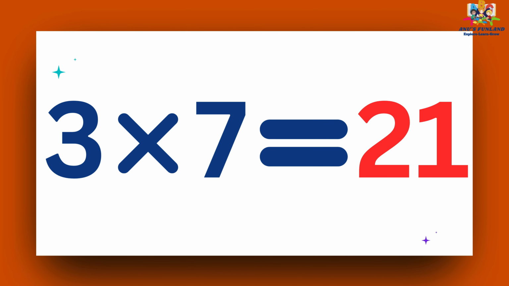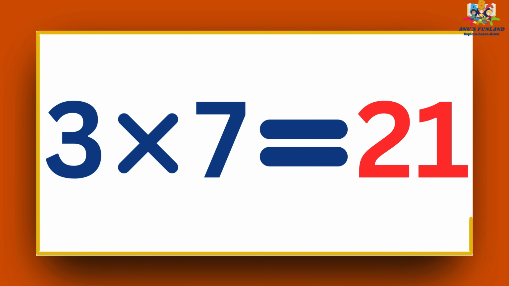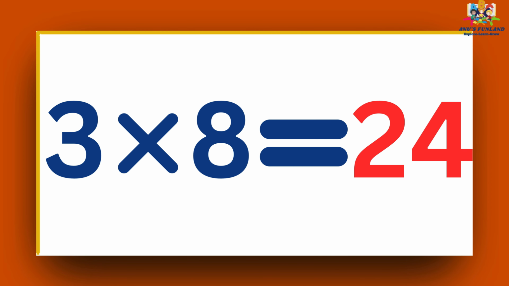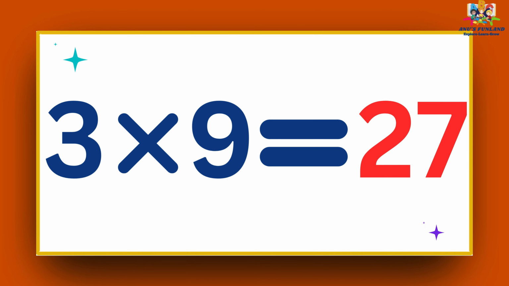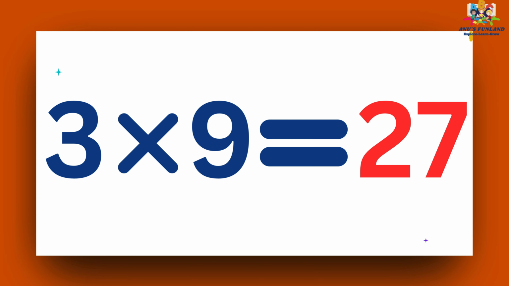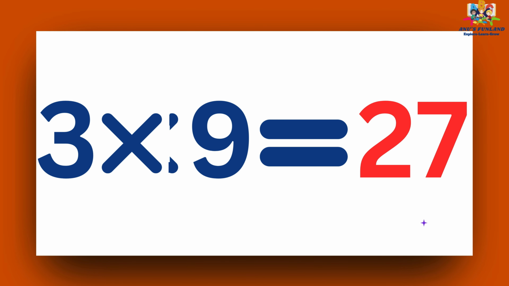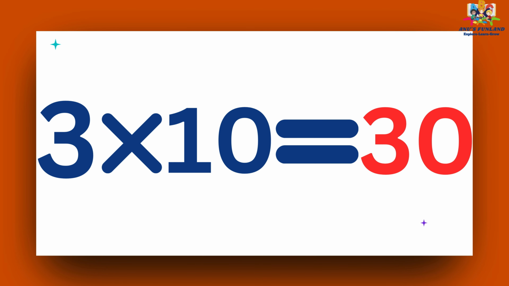3 sevens are 21. 3 eights are 24. 3 nines are 27. 3 tens are 30.